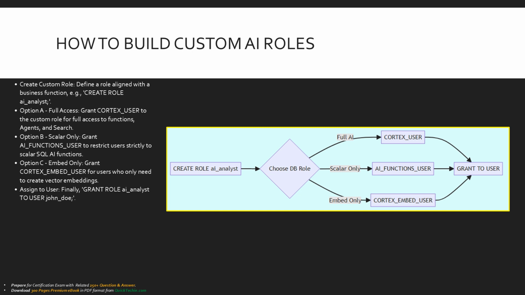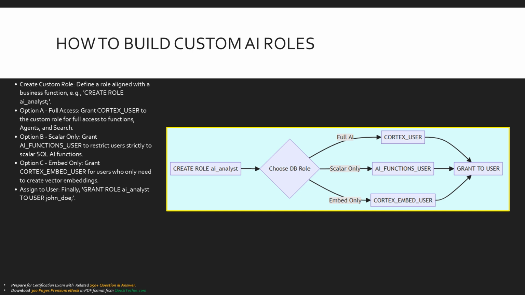First, you create a custom role, like AI Analyst. Then, you choose their level of access. If they need to build chatbots, use Cortex Search, and run all LLM functions, you grant them Cortex User. But what if they just need to run simple sentiment analysis in SQL?